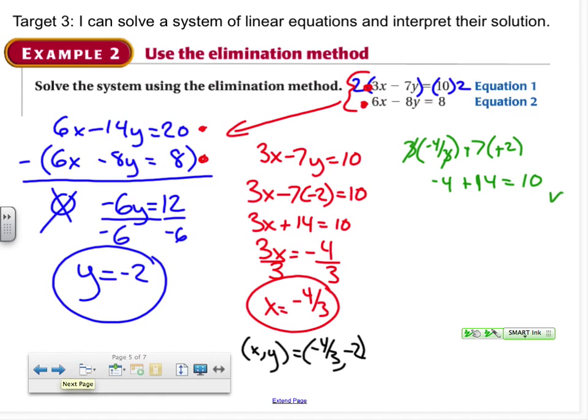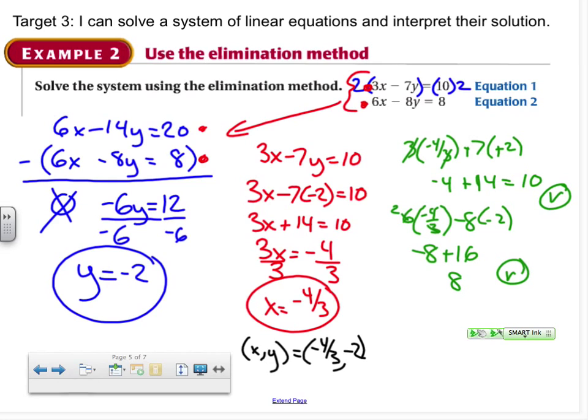That one checks. Okay, so 6 times negative 4/3 minus 8 times negative 2. Okay, the 6 and the 3 reduce. Gives me negative 8 there, plus 16. Well, yeah, that's 8. All right, so that is my solution. The ordered pair, negative 4/3 and negative 2.